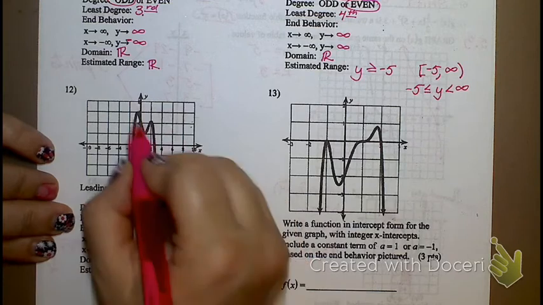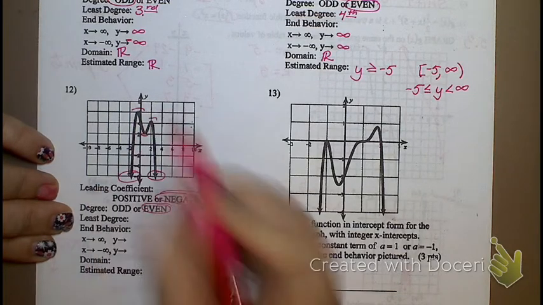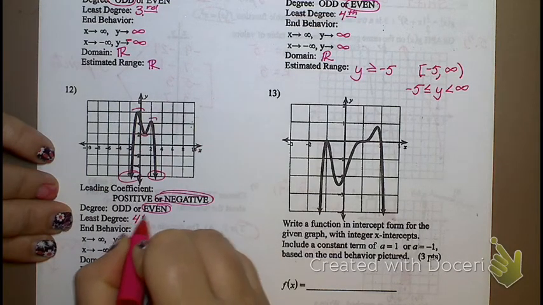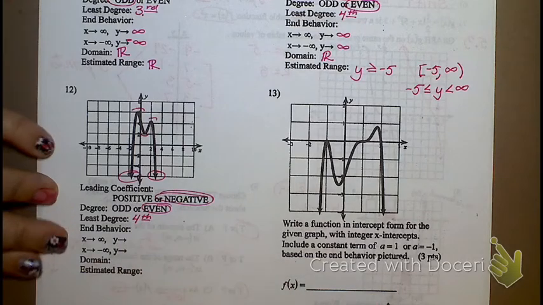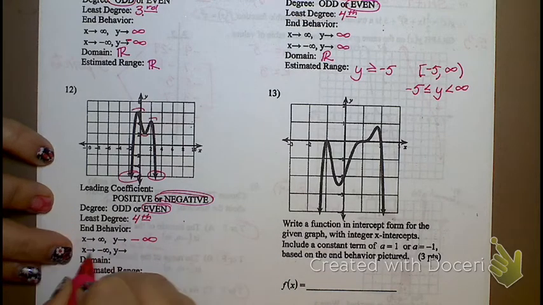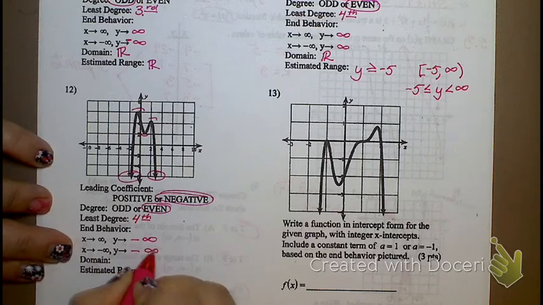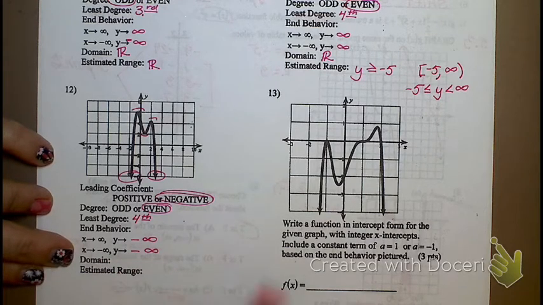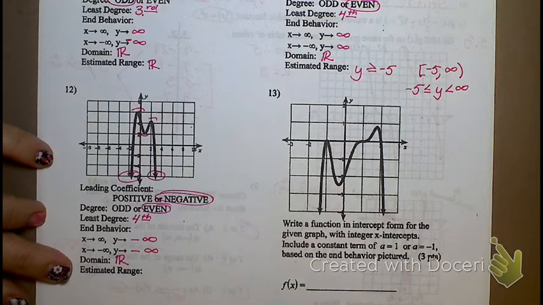What is the least degree? I see 1, 2, 3 bends, so my least degree would be a fourth. End behavior, the right side is going down, left side is going down. What's my domain? All real numbers.